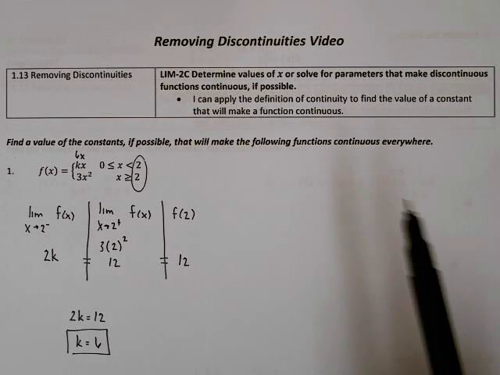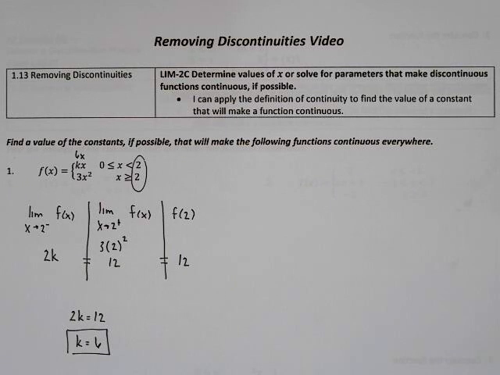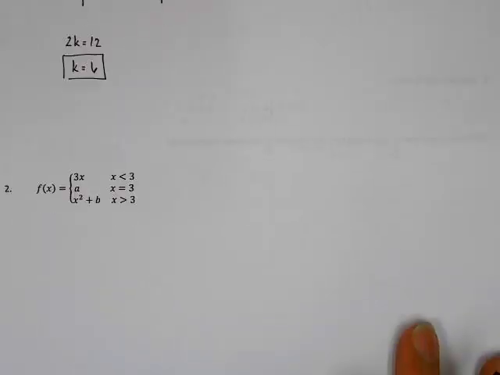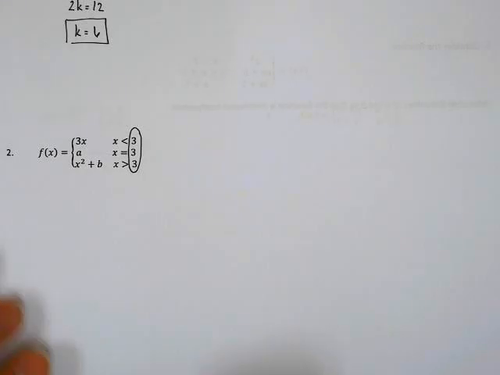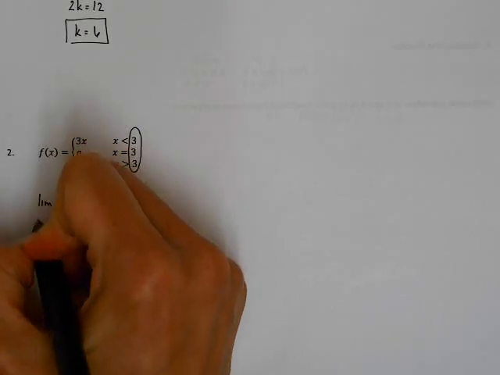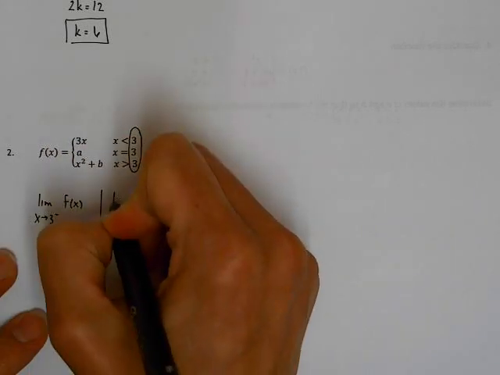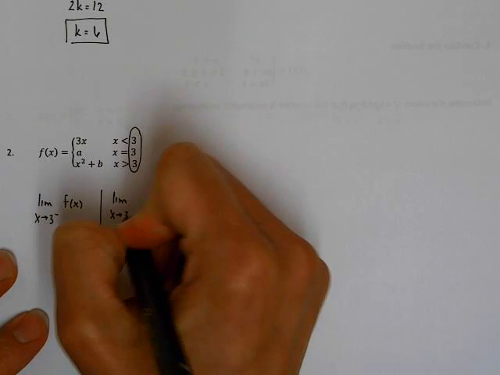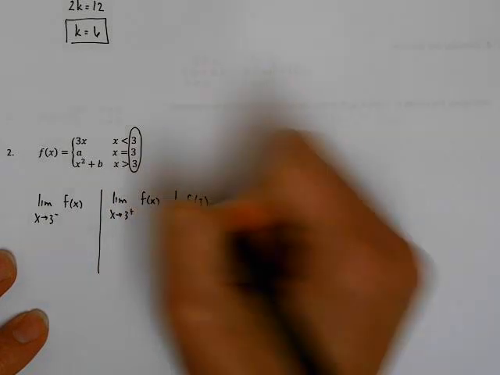So that's an example where we just kind of have a single variable that we need to sort out. Number 2 is going to be a little different because if you notice here, now we have a value of a and a value of b that we have to find. But our process for doing that is going to be just the same. So again, my potential point of discontinuity is going to be at x equals 3. So we're going to check the limit as x approaches 3 from the left, the limit as we approach from the right, and our function value when x is equal to 3.